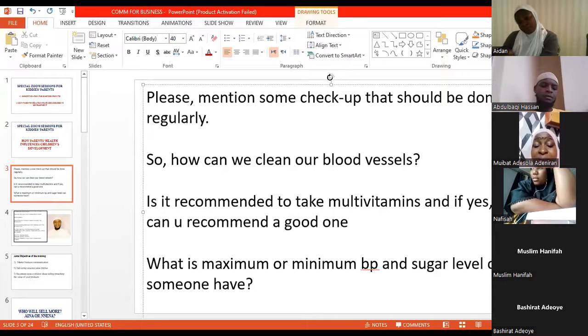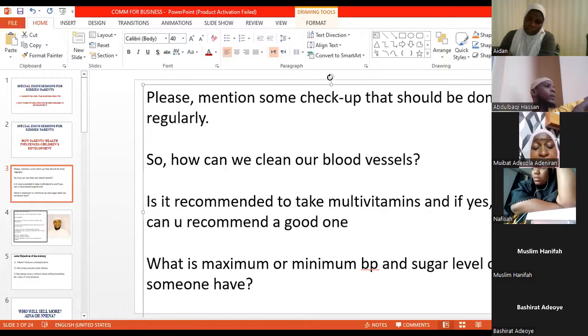Anything lower than that is hypotension. And it kills faster than hypertension. That is when someone will just collapse, or someone will be bleeding after an accident or after delivery and they will die because the blood pressure is too low. It kills faster. The maximum is 140/90 for anybody.